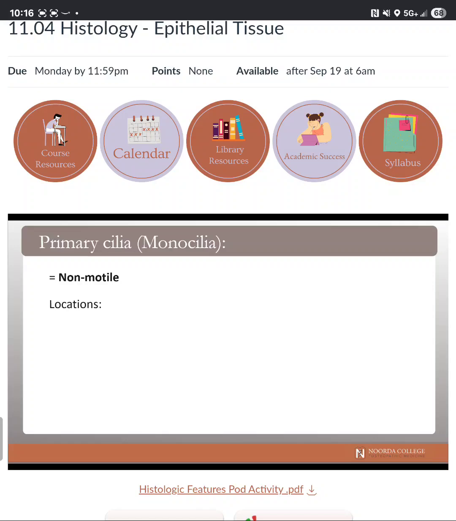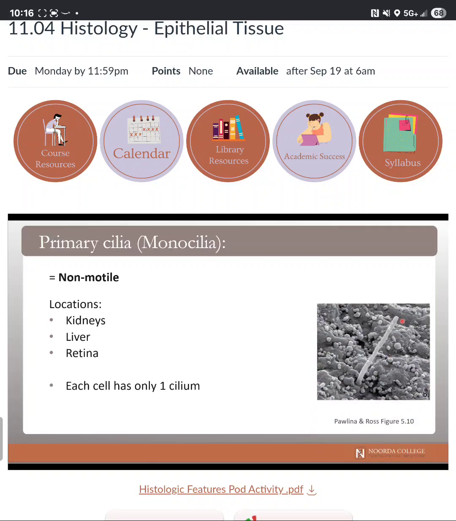With primary cilia, the second category of cilia, or you can also call it monocilia, these are not motile structures. They can be located in various parts of the body, such as kidney, liver, and retina. Each cell has, again, one cilium. That's why it's called monocilia. Whereas in the motile cilia, you have multiple cilia on the apical aspect of the cell.